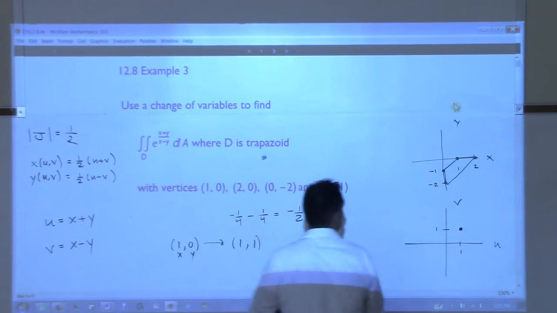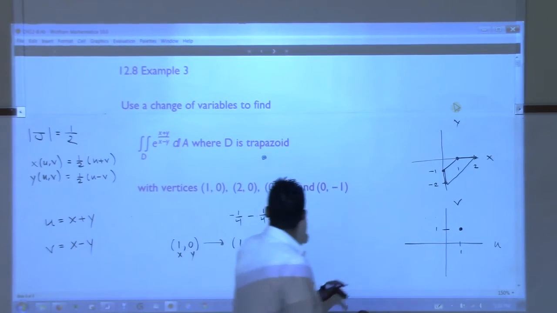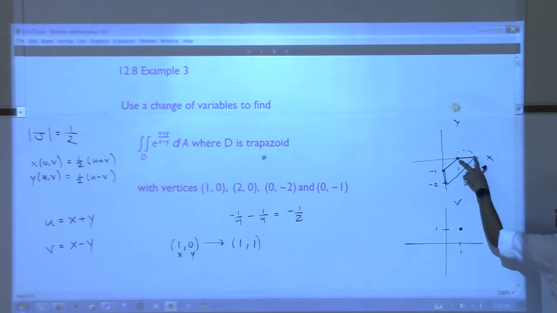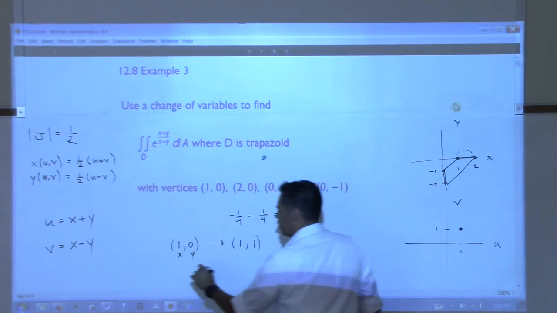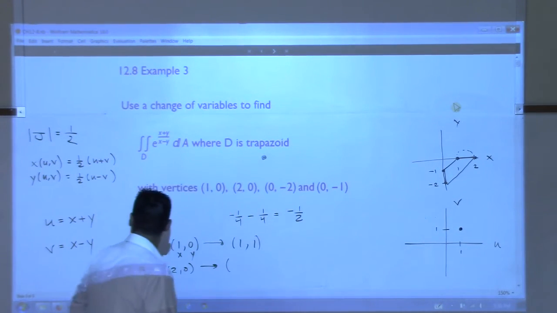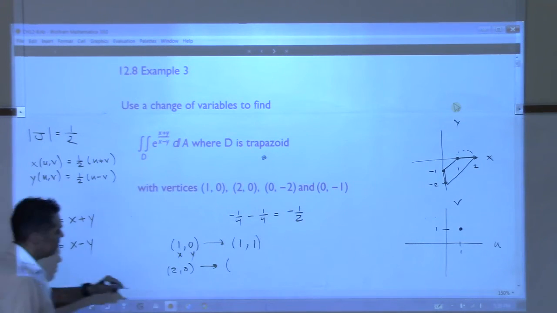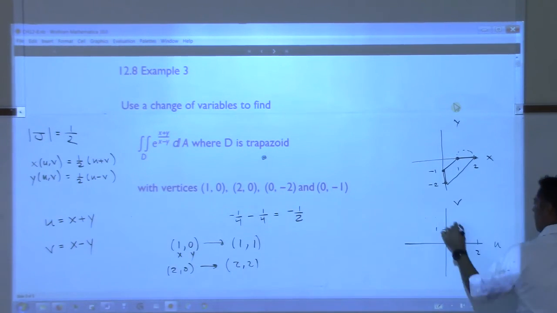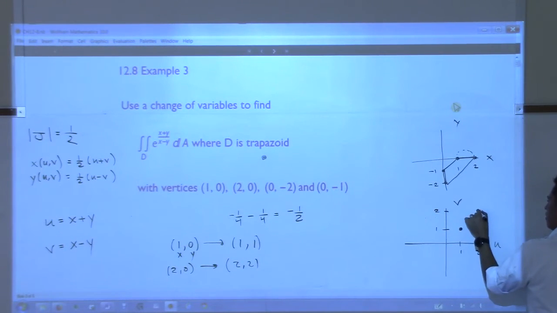Now let's go 2, 0. Are those two connected? 1, 0 and 2, 0. So we're going from here to here, right? So if I do that one, 2, 0, where does that go to? So 2 here and 0, so we get 2, 2. So that goes to the point 2, 2 here, and I know those are connected with a straight line.